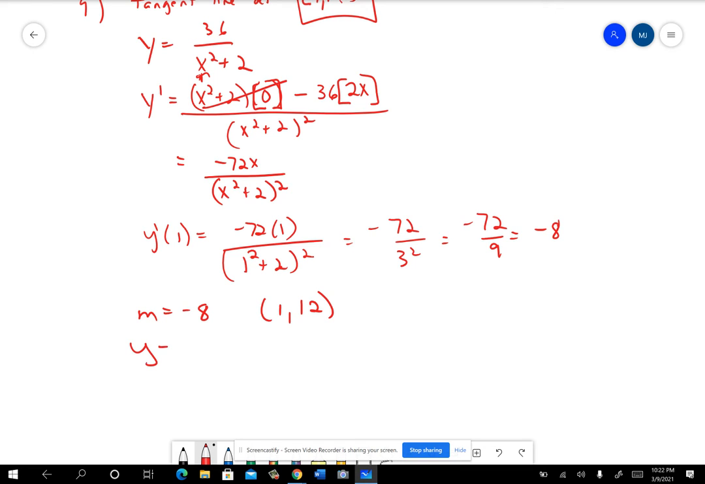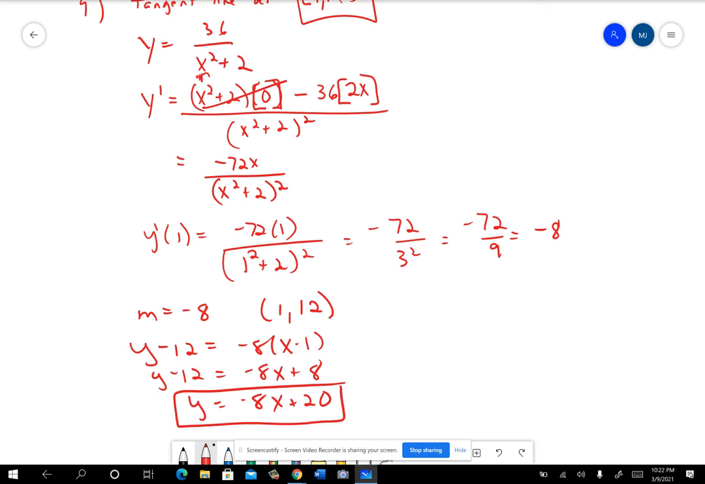So now we just go and set things up. y minus 12 equals negative 8 times x minus 1, which is negative 8x plus 8. And when you add 12 to both sides, it's negative 8x plus 20. And they wanted that. That was number 9. Get the equation of the line tangent to the original curve at an x of 1. Okay.